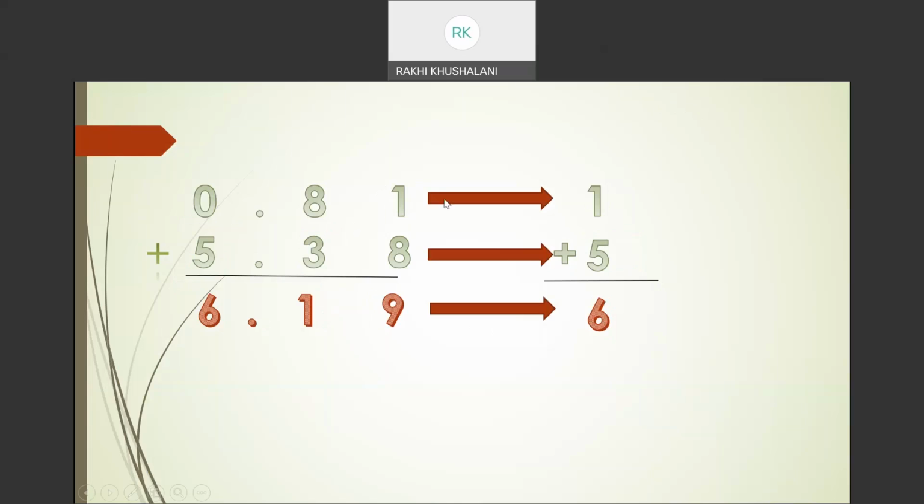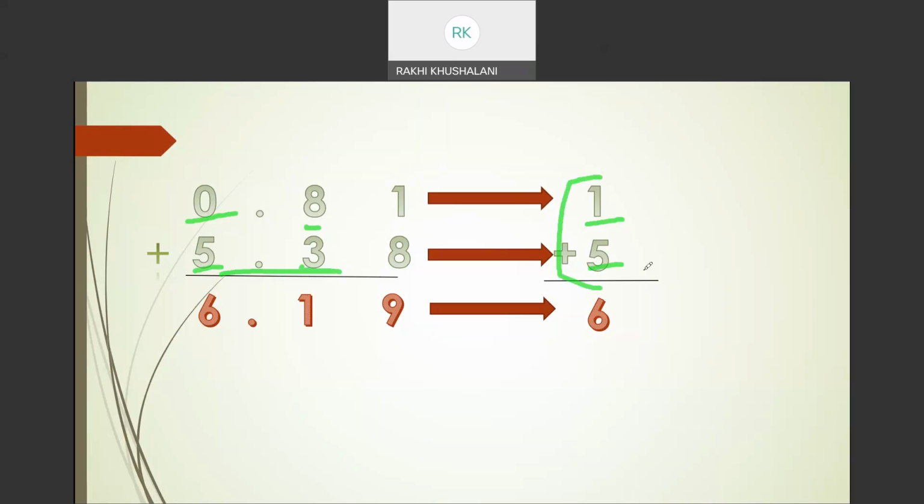0.81. So nothing to worry. Just look at the 10th value. 8, it's greater than 5. So to this 0 you add 1. So it becomes 1. 3 is not greater than or equal to 5. So nothing is going to happen to this 5. It will remain as it is.